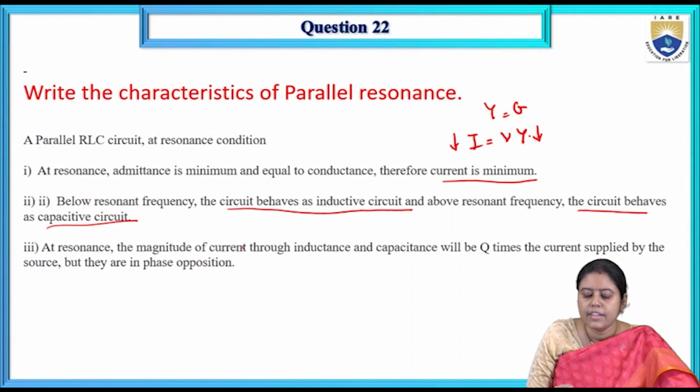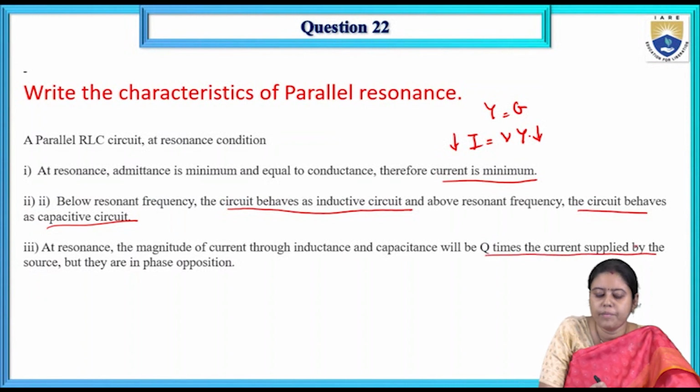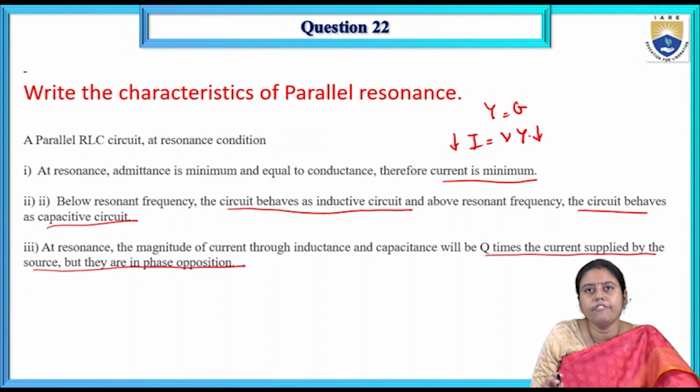What is the third point? At resonance, the magnitude of the current through the inductance and capacitance will be Q times that supplied by the source, but they are in phase opposition. Before we calculated the voltage, but as this is a parallel case, we are calculating for the parallel circuit.